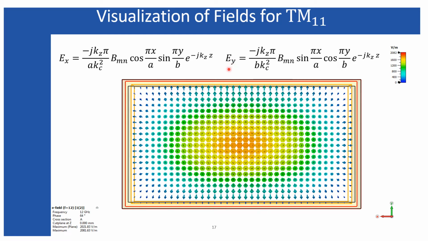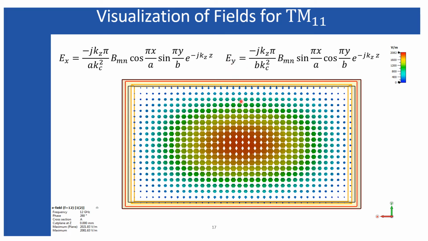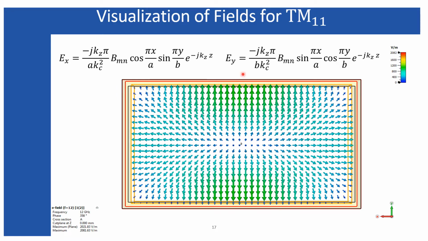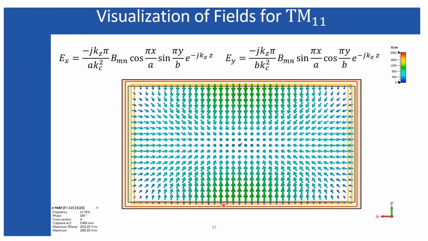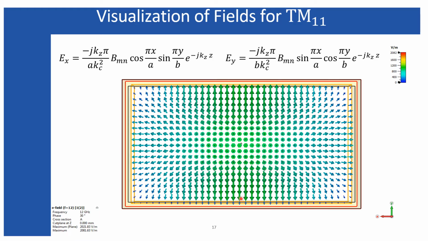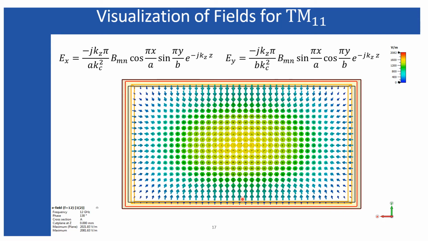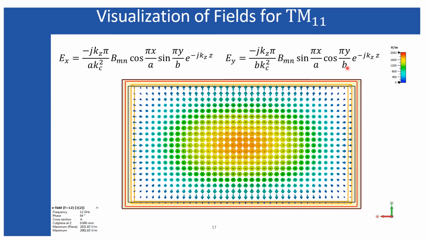Now the Ey component, when I'm observing on this side, this Ey component is also appearing perpendicular to this side as well as to this side. That means the y equals 0 and y equals b sides. And these arrows are also opposite in direction each time, and that is due to this cos(πy/b) factor.